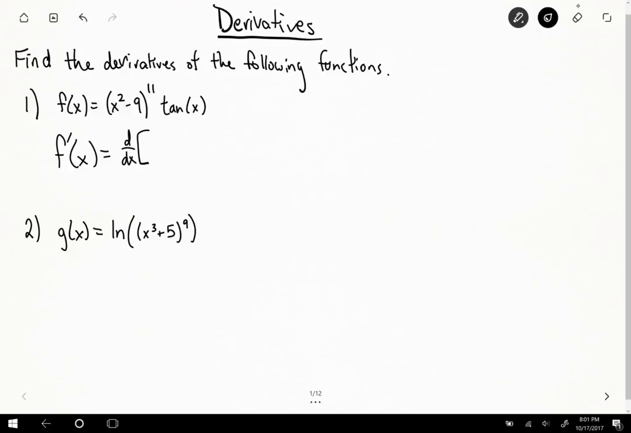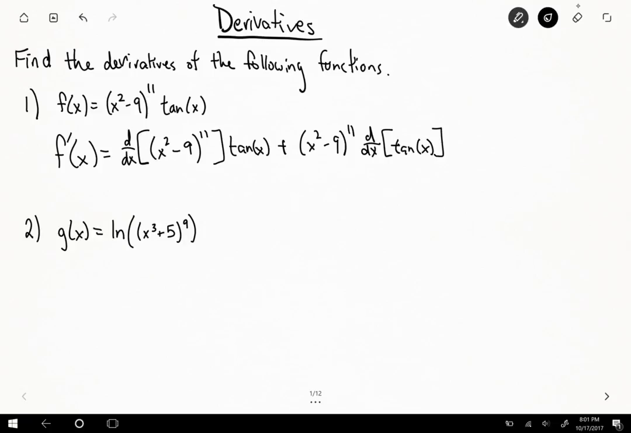Once again it becomes the derivative of x squared minus 9 raised to the 11th power, times tangent of x, plus, which is how the product rule works, we write that first term, x squared minus 9 raised to the 11th, times the derivative of tangent x. Some people just hop right into it. I'm just trying to show that intermediate step.